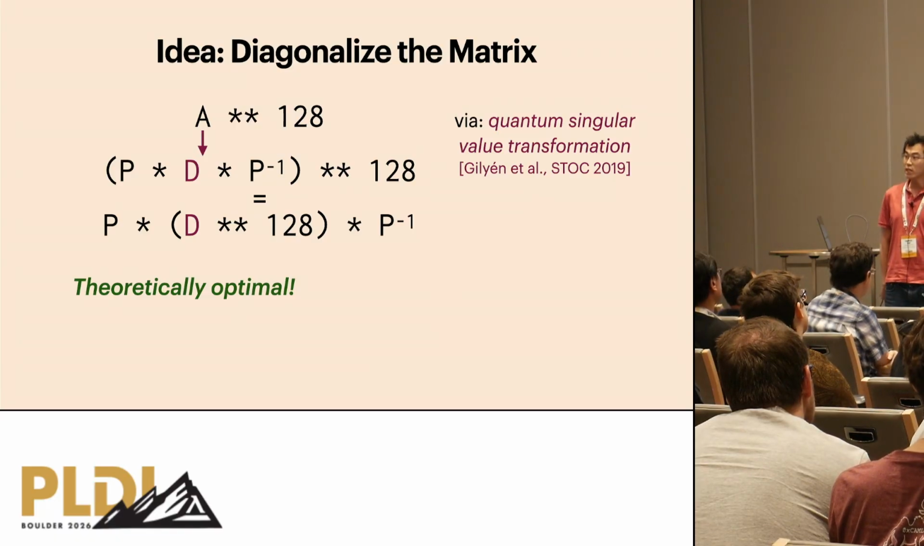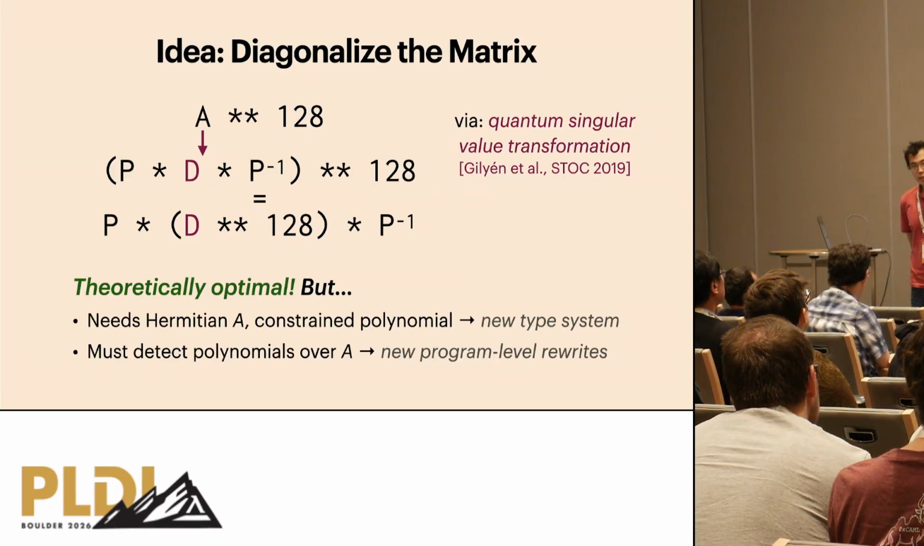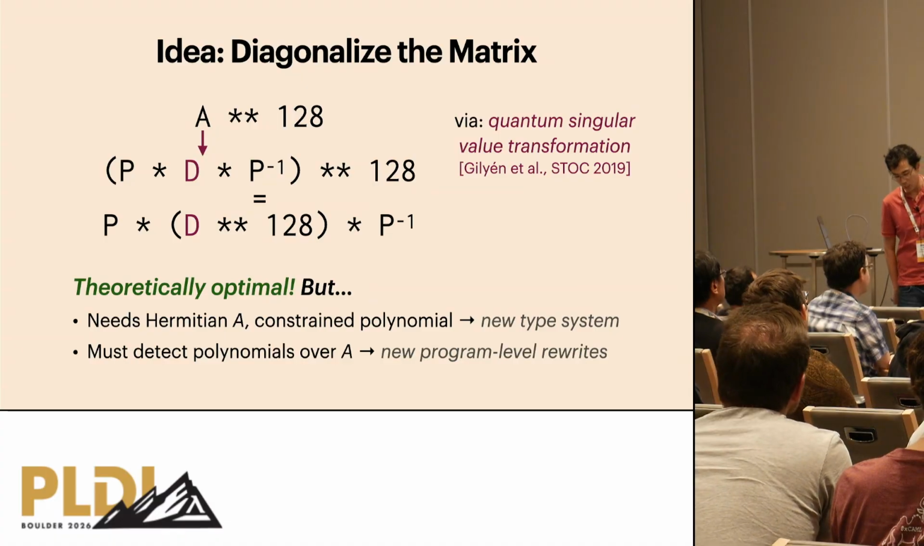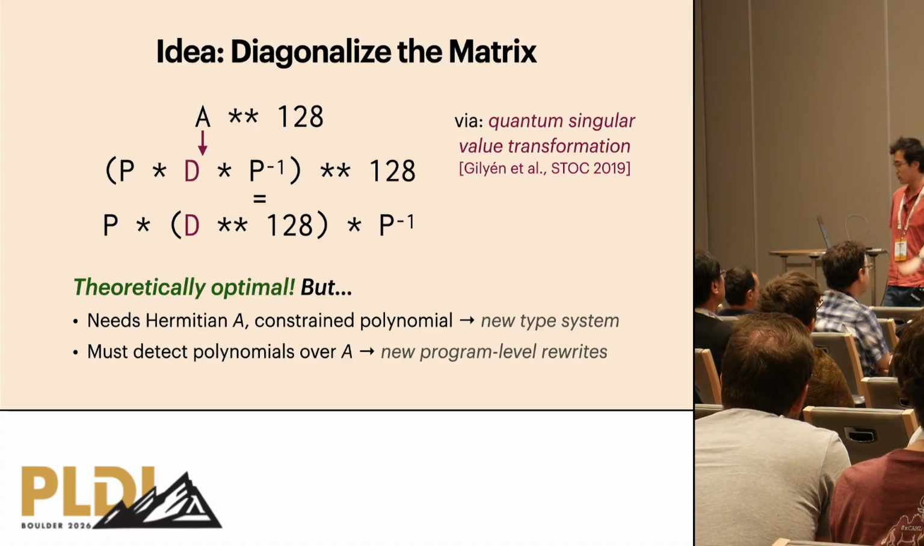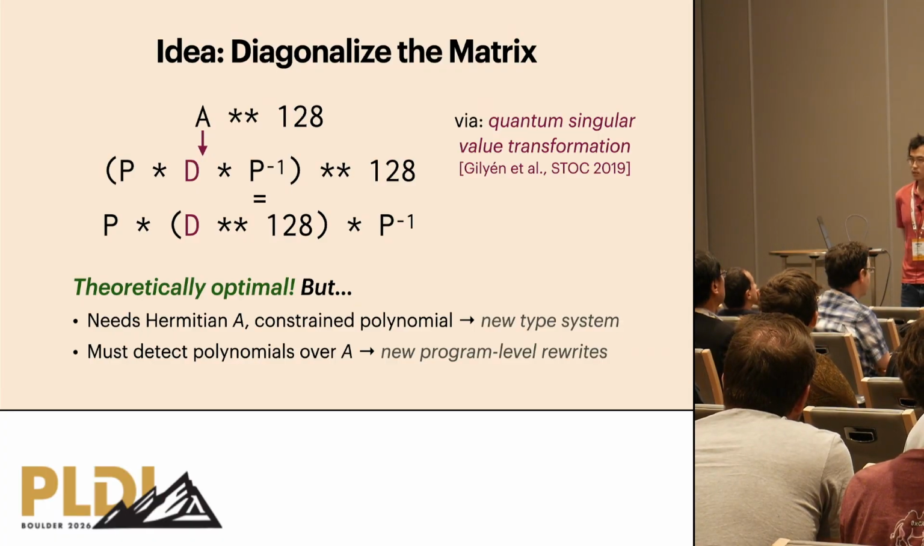This gives us some really good theoretical properties, but it requires, believe it or not, a whole lot of PL work because we have to do things like constrain the properties of the matrix and the polynomials of the matrix, and we have to figure out whether these exponents exist in the first place. All right, so the bottom line is we are able to build these things into our type system and a system of program level rewrites.